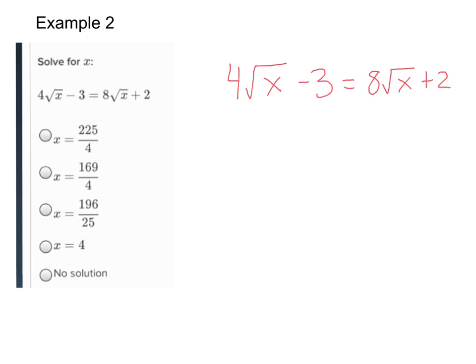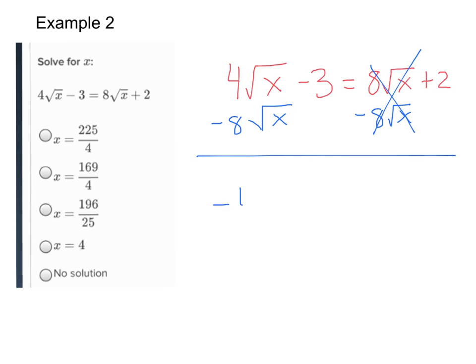Now what I like to do is I like to get the variables on the left side of the equal sign and the numbers without variables on the right side. So I am going to subtract 8 square roots of x from both sides. And what happens is it goes away from here, and then I've got 4 minus 8, which gives me negative 4 square roots of x minus 3 equals 2.